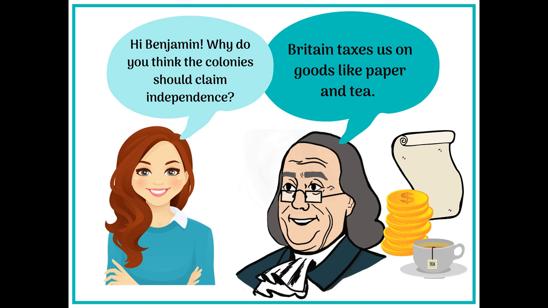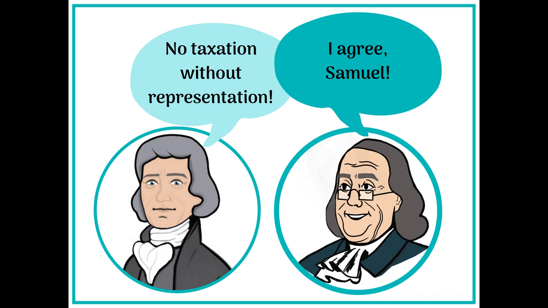Lastly, she talks with Benjamin, who is an author and printer. Benjamin does not like the fact that England is taxing the colonists on goods like paper and tea. For Benjamin, this tax would mean paying extra money for every sheet of paper that he prints. Benjamin believes that Americans should have a say in what is or isn't taxed in the colonies. Benjamin agrees with Samuel. They are both against taxation without representation.